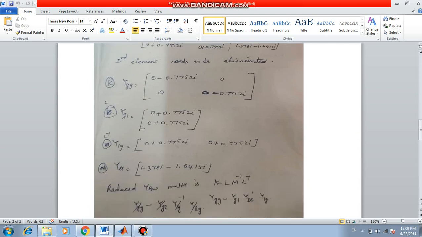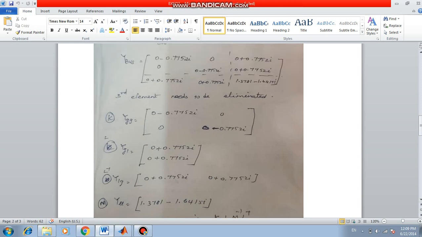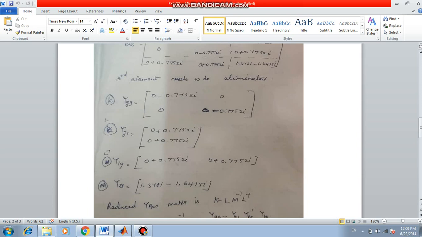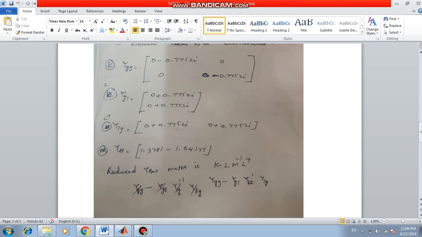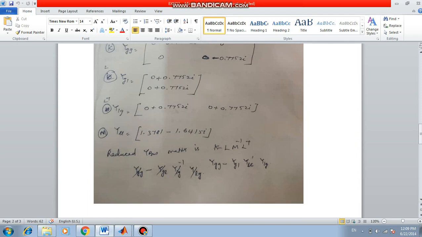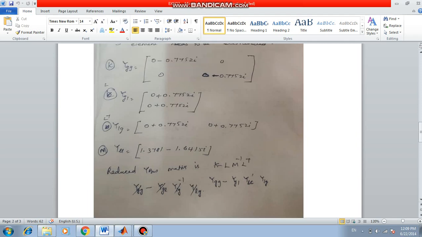Then M. Okay, then I have calculated L inverse, then M is the last one, 1.3781 minus, so everything is there. So you calculate K, L, L inverse, and then M. Then the reduced Y bus matrix, this is the formula: K minus L into M inverse L transpose. So this is not inverse, this is transpose, L transpose. So you have got all the values K, L transpose, M.